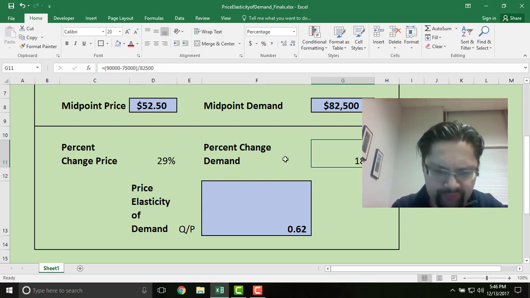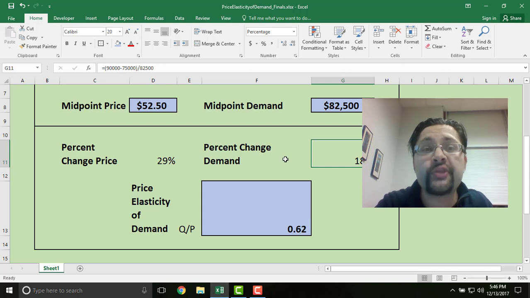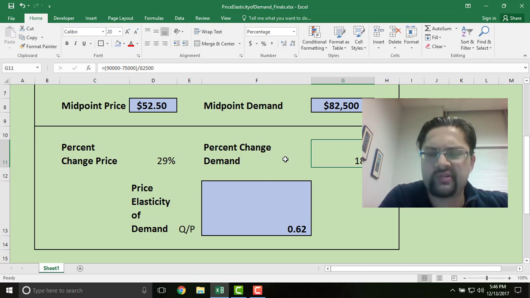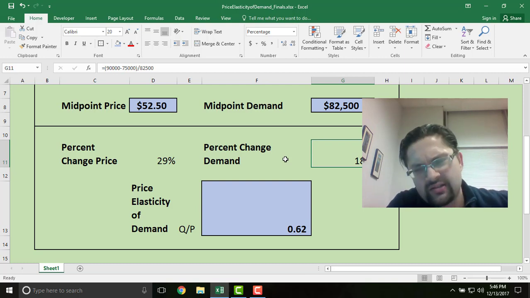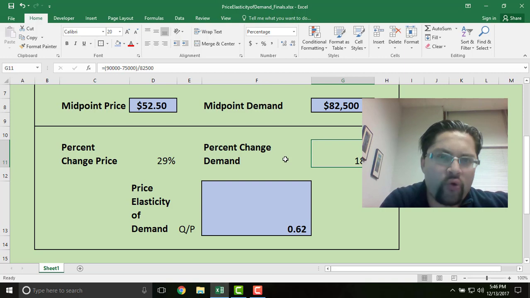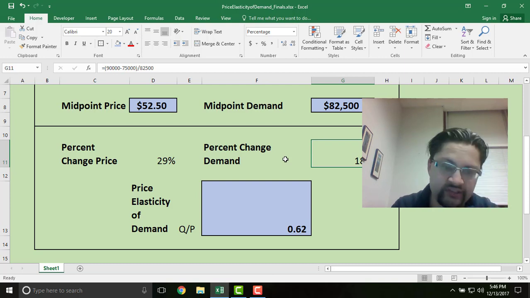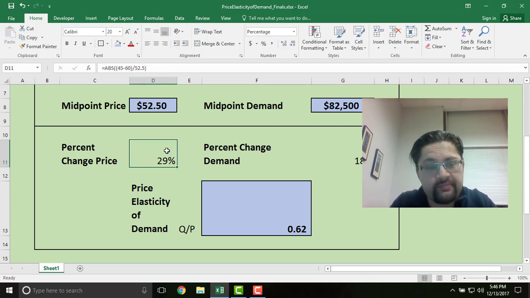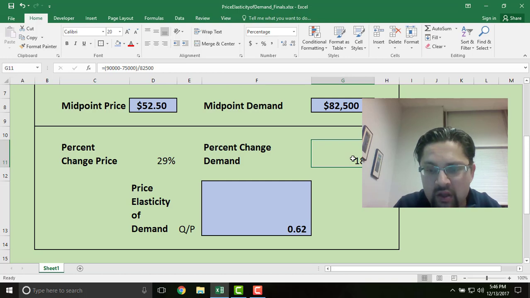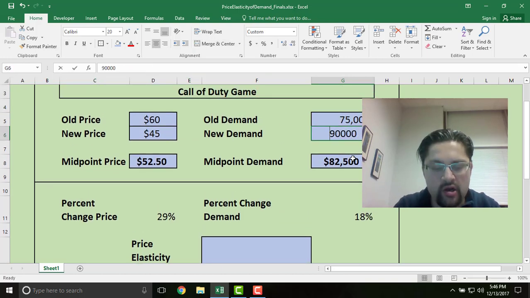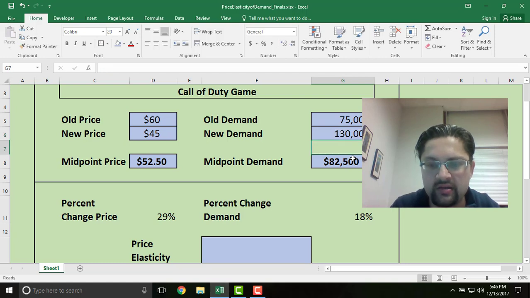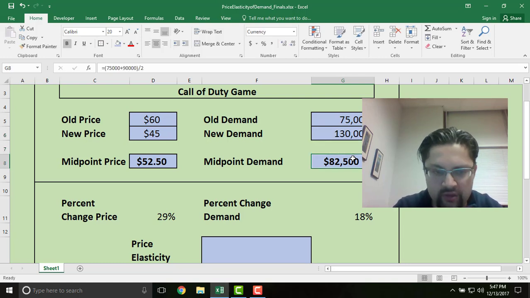So we changed our price by almost 30%. We almost cut our price by a third, almost. And we only got 18% change in quantity sold. So we changed our price by a greater amount than we actually received in quantity purchased. So we would say that that's inelastic. Now, for example, let's say that we changed our price by the 29% and we got 130,000 demanded. Okay?